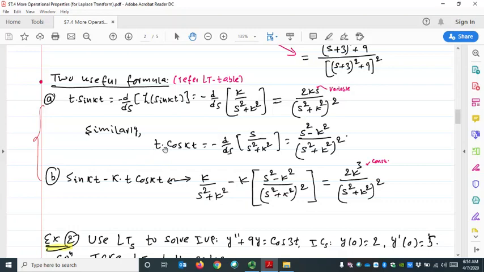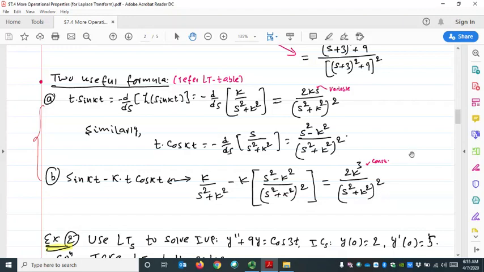Similarly, the Laplace transform of t times cosine kt equals, again I forgot to put the Laplace notation here, s squared minus k squared over (s squared plus k squared) squared. And the Laplace transform of sine kt minus k times t times cosine kt is 2k cubed over (s squared plus k squared) squared.